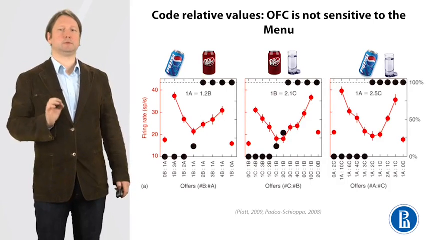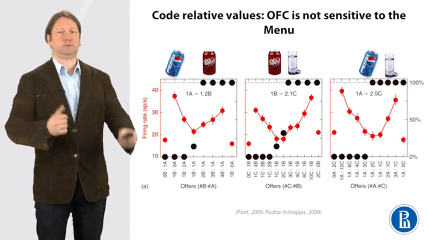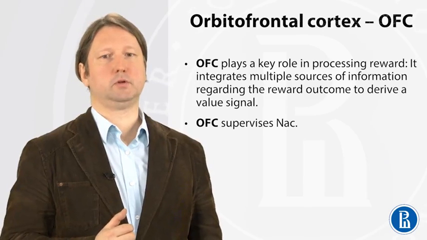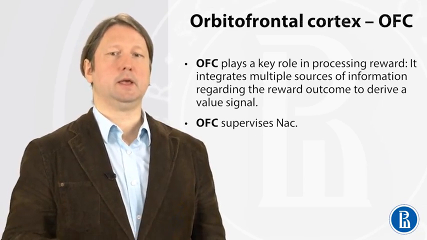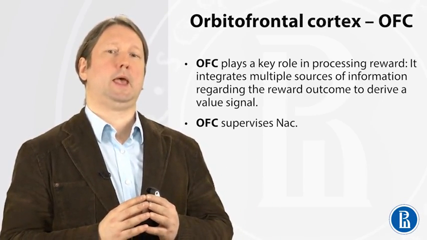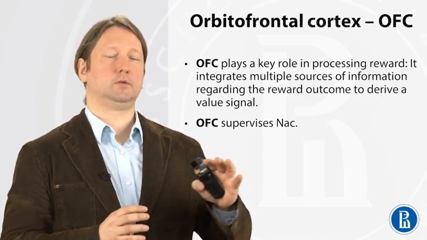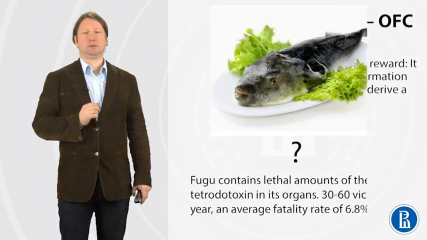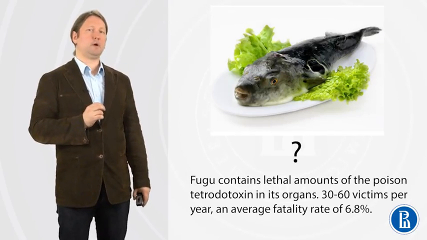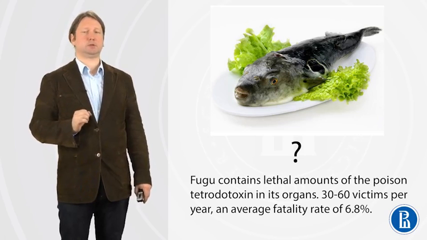So the activity of the neurons in the orbitofrontal cortex is critical for the selection between different options. The orbitofrontal cortex plays a critical role in the integration of multiple sources of information. And it looks like the orbitofrontal cortex can supervise the nucleus accumbens. But what happens if you make a more complex decision, if your decision can be associated with potential costs?